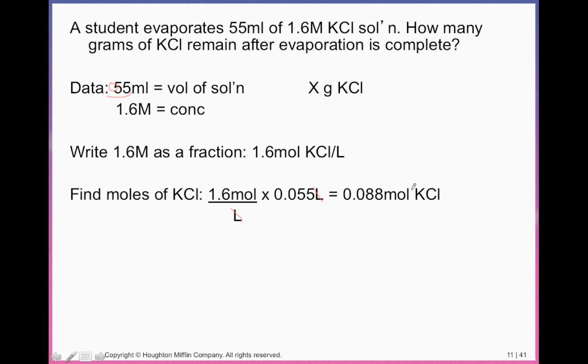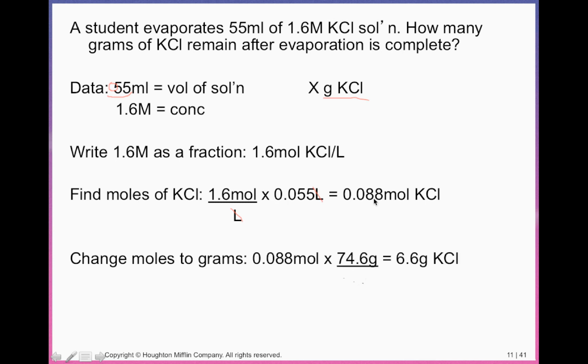Now once I have moles of KCl and I want grams, I can just find the molar mass of KCl and then multiply it by the number of moles. And the molar mass is 74.6 grams. And then again, we can cancel out moles. And I get grams for an answer. Again, the key step, we're writing this as a fraction. A lot of people don't do that, and then they just don't see capital M as being anything. So you really have to write that as a fraction.